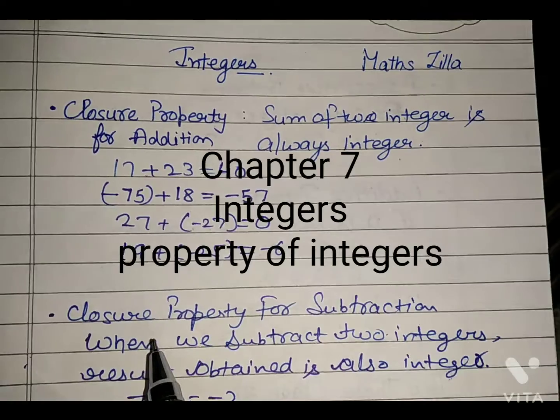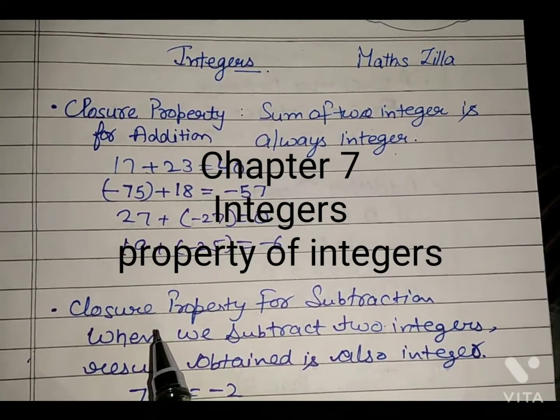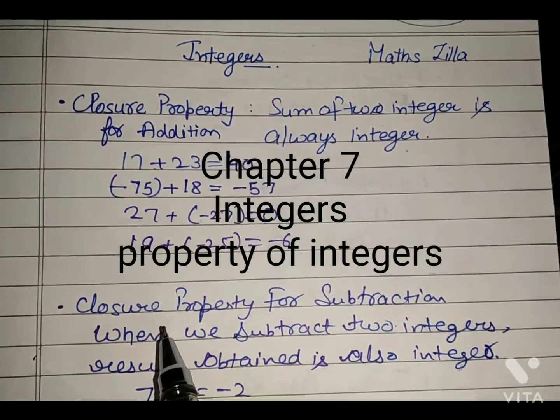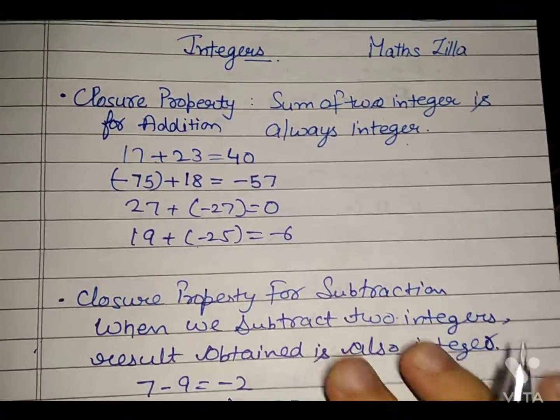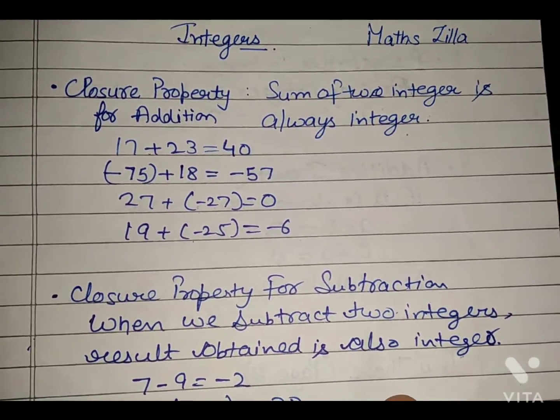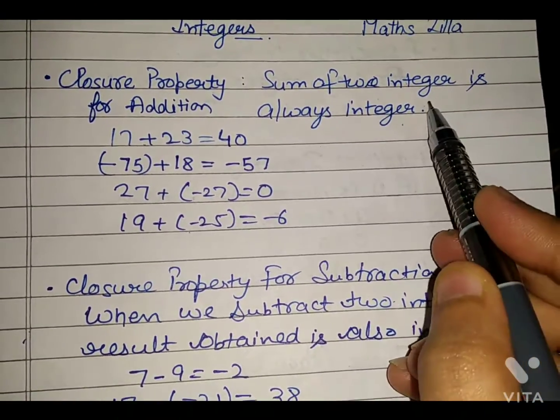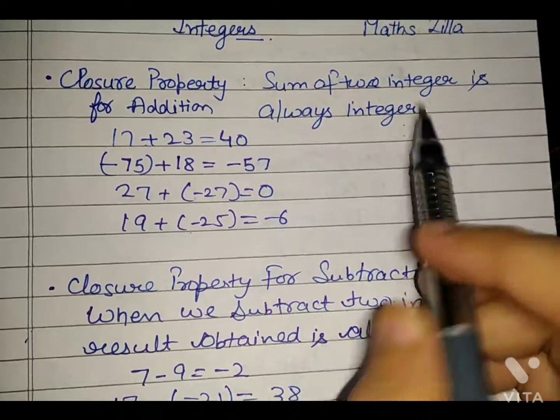Now we are going to start the next exercise, 1.2, but before it, let's see some properties. First property is the closure property for addition. According to it, the sum of two integers is always an integer.